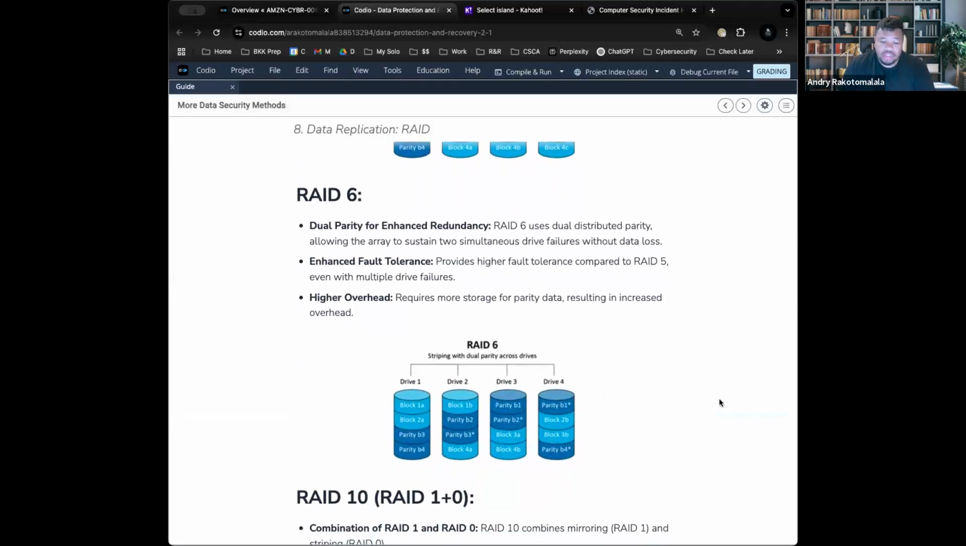Then there's RAID 6. All this means is there's an extra layer of parity, meaning it's doing some extra checking. And the good thing is it's a better fault tolerance because it has multiple different drives that it can fall back on. But the problem is it does take a lot of overhead and a lot of storage.